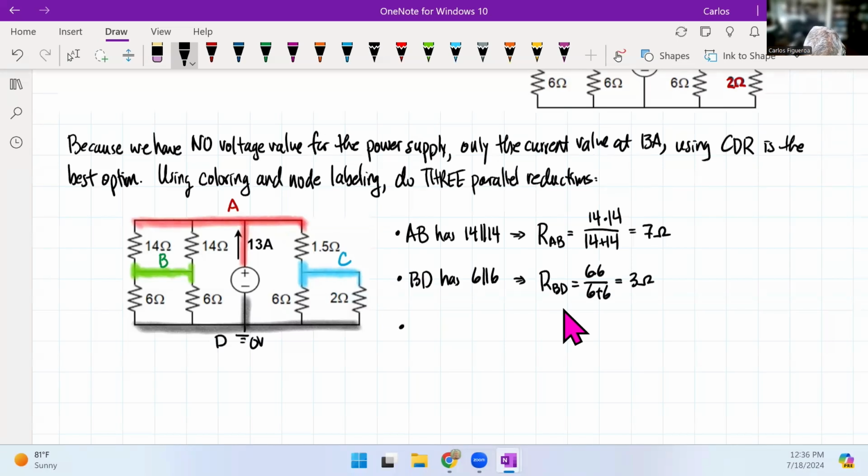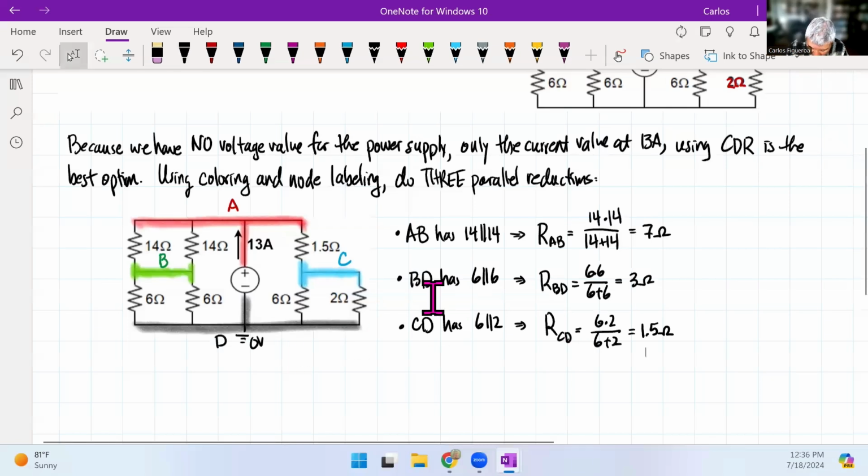And then finally, between C and D I have 6 parallel to 2. So the resistance between C and D is 6 times 2 divided by 6 plus 2, which gives me 1.5 ohms. So I now have 3 resistors instead of 6 resistors.